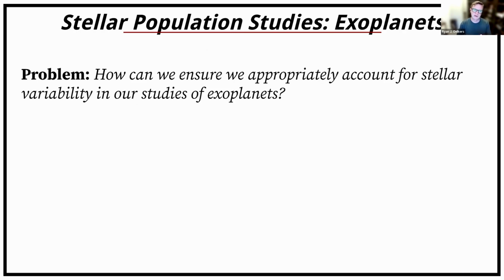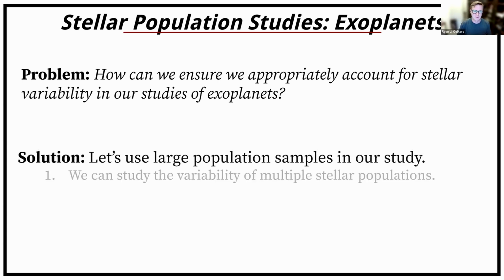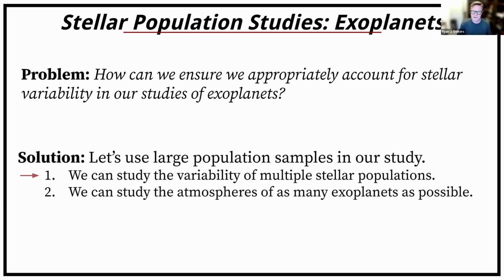So really the problem we're trying to solve was how can we ensure that we're properly accounting for how stellar variability is affecting all of the exoplanets that we're looking at. And so there's sort of 2 ways to do this. One is to study the variability of multiple stellar populations, and the other one is to try to study the atmospheres of as many exoplanets as possible.